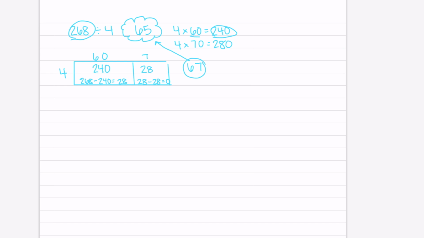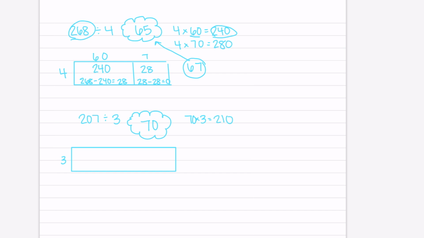Okay, let's look at how we can use an area model to solve the next problem. Let's solve 207 divided by 3. So I'm going to start with an estimate. I know that 7 times 3 is 21, so 70 times 3 would be 210, which is really close to this. So I'm going to go ahead and make my estimate 70. Okay, next step is I'm going to draw my rectangle. Label my dimension that is known, which is 3.